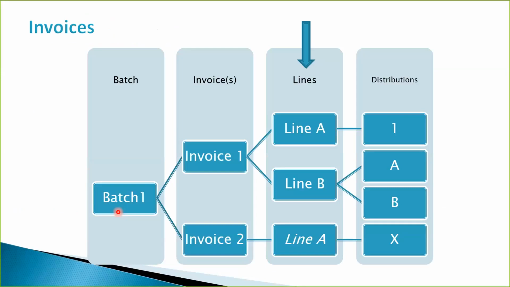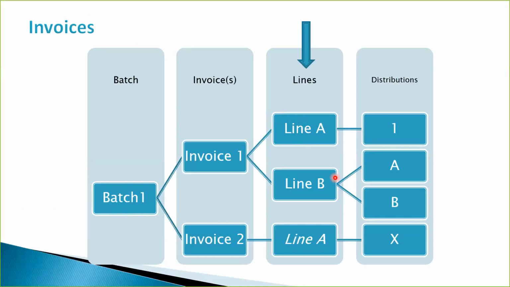So we should be very comfortable at this point with this hierarchy and what each portion means, okay? But just as a refresher, we know that the distributions are the actual accounts, the combinations that we usually use in Oracle, and which are usually hit by the amounts that we enter when we are entering invoices, okay?